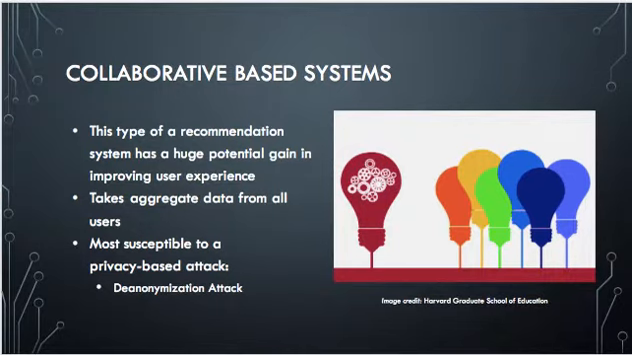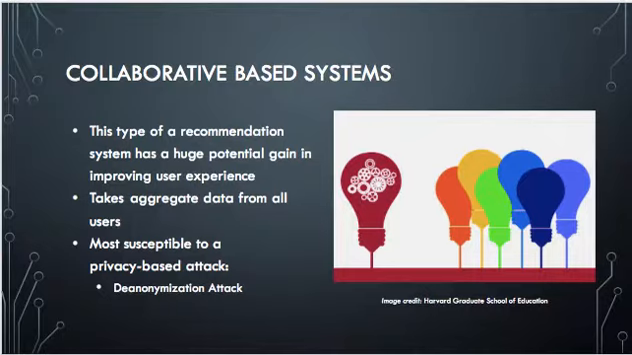Collaborative-based recommendation systems are the most susceptible to a privacy-based attack. Well, this is because instead of one of the users, it will aggregate all the data from all users. On the flip side, however, this system has huge potential gains in regard to enhancing user experience.